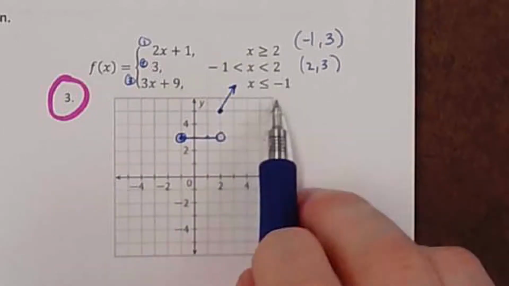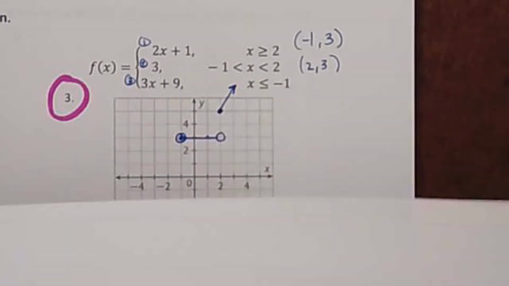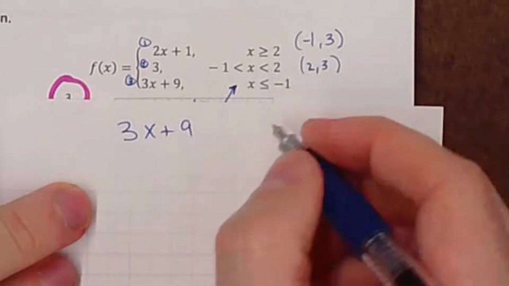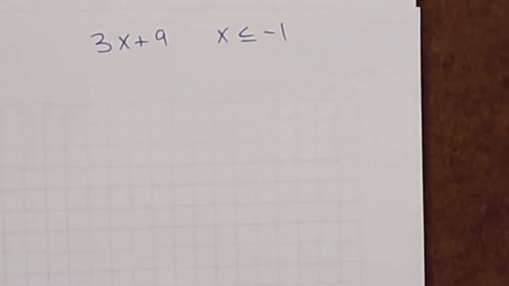Here, we're back to plugging stuff in. So I'm going to plug in that -1 here. Let me do that on a separate sheet of paper. So I take the original equation, 3x plus 9, and I'm going to plug in my domain restriction, -1.